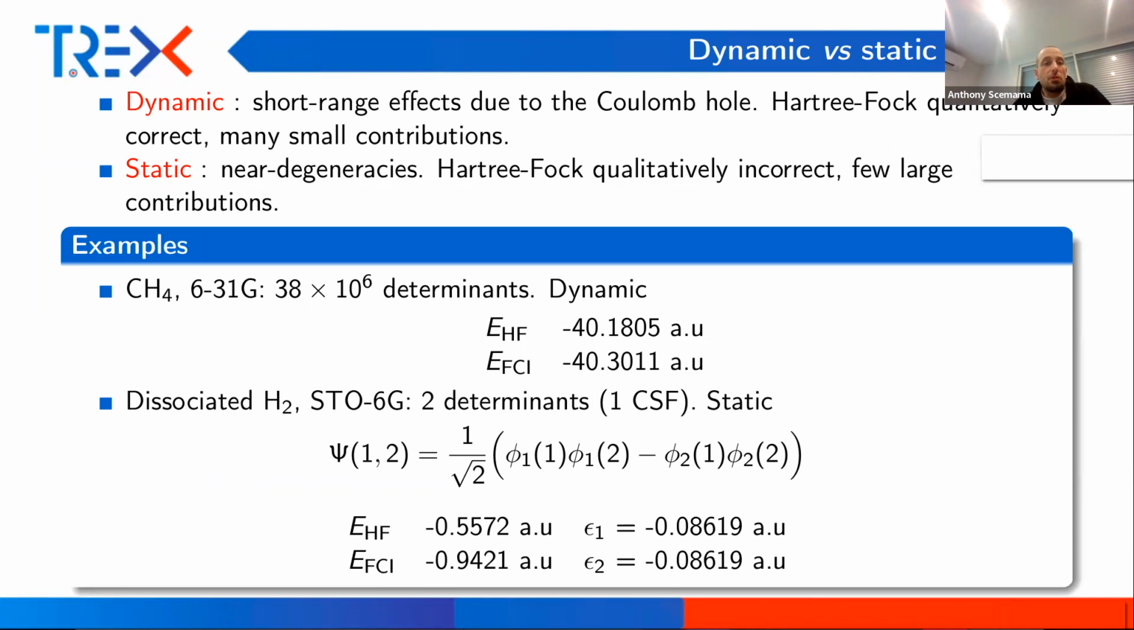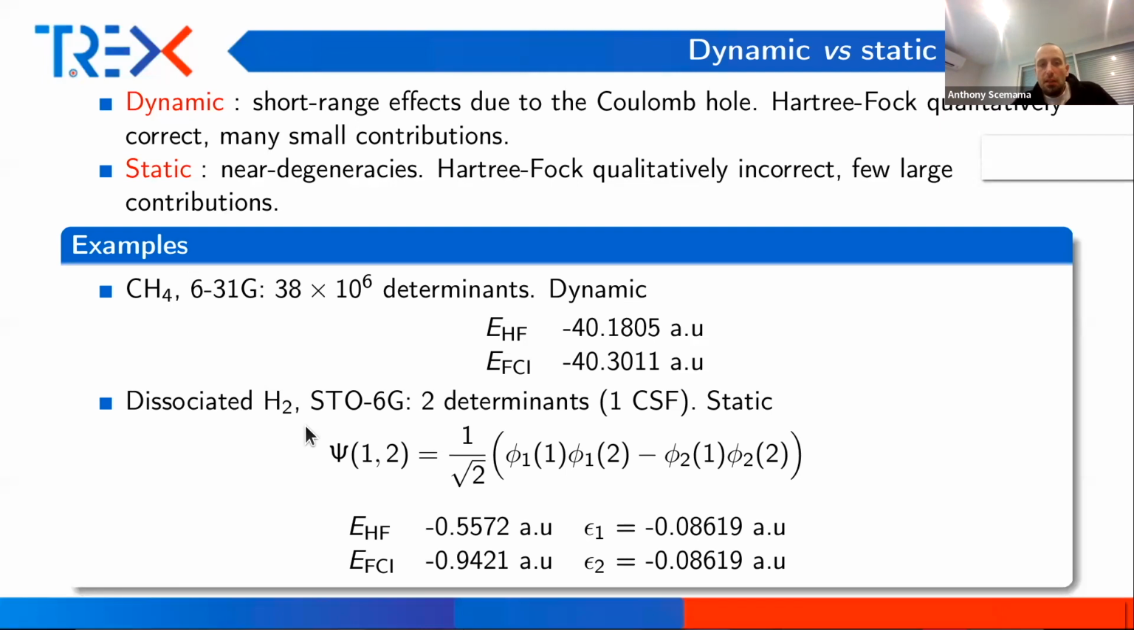Here I took just a simple example: the CH4 molecule. This one is very well described by a Hartree-Fock determinant. When you introduce electron correlation, you mostly include dynamic correlation, and you see here the difference in correlation energy between the full CI and the Hartree-Fock with 38 million determinants. You gain, I would say, 0.12 atomic units. So it's not that much with 38 million determinants.